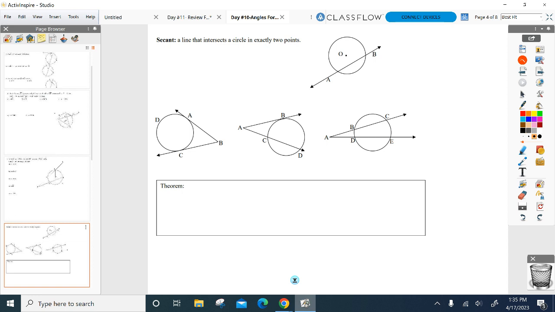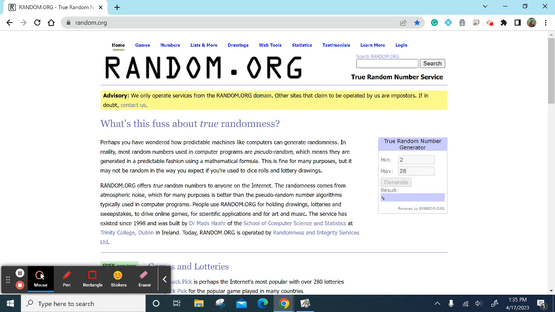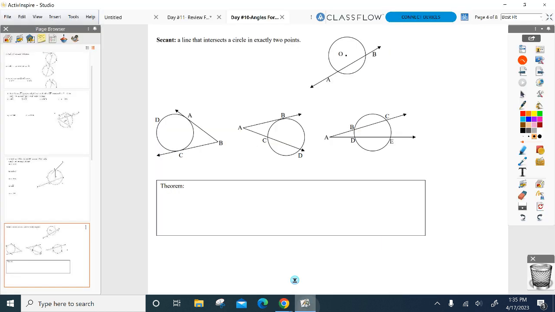So I want to go through each of my three diagrams here. How is the angle on the outside formed? Secant, tangent, one of each. You tell me. So angle B. How is angle B formed? Two tangents. Good. That's formed by two tangents.